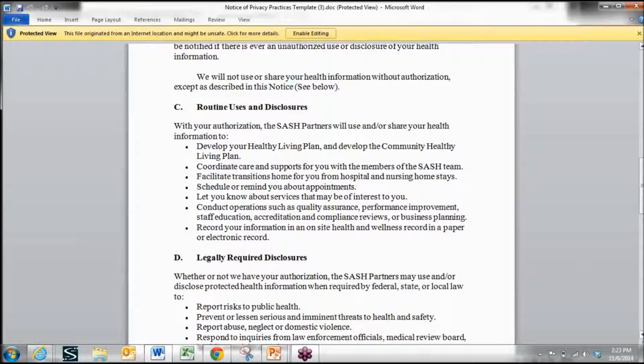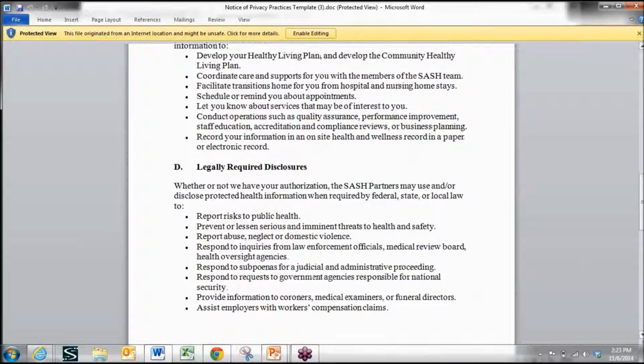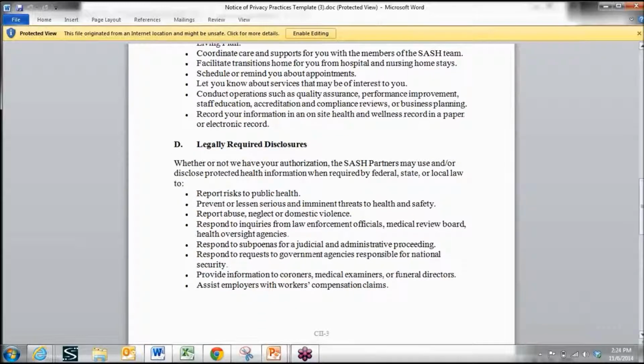So of course we're going to be disclosing some information to develop that. When we're talking to discharge planners at the hospital, if that comes up, of course we're going to be sharing information there. If they want us to help schedule a medical appointment for them, well, obviously we're going to know who their doctor is. So that's just letting them know some of the obvious, routine uses of their information.